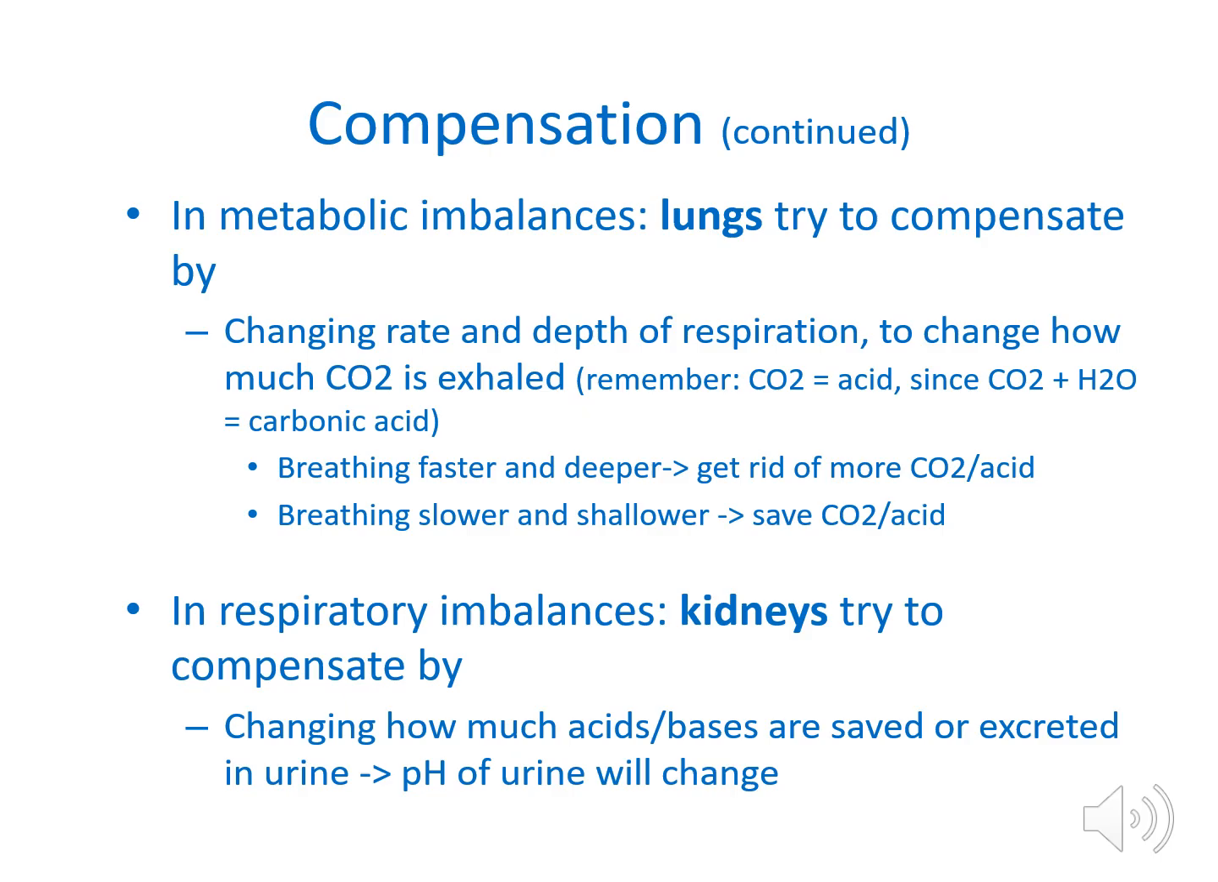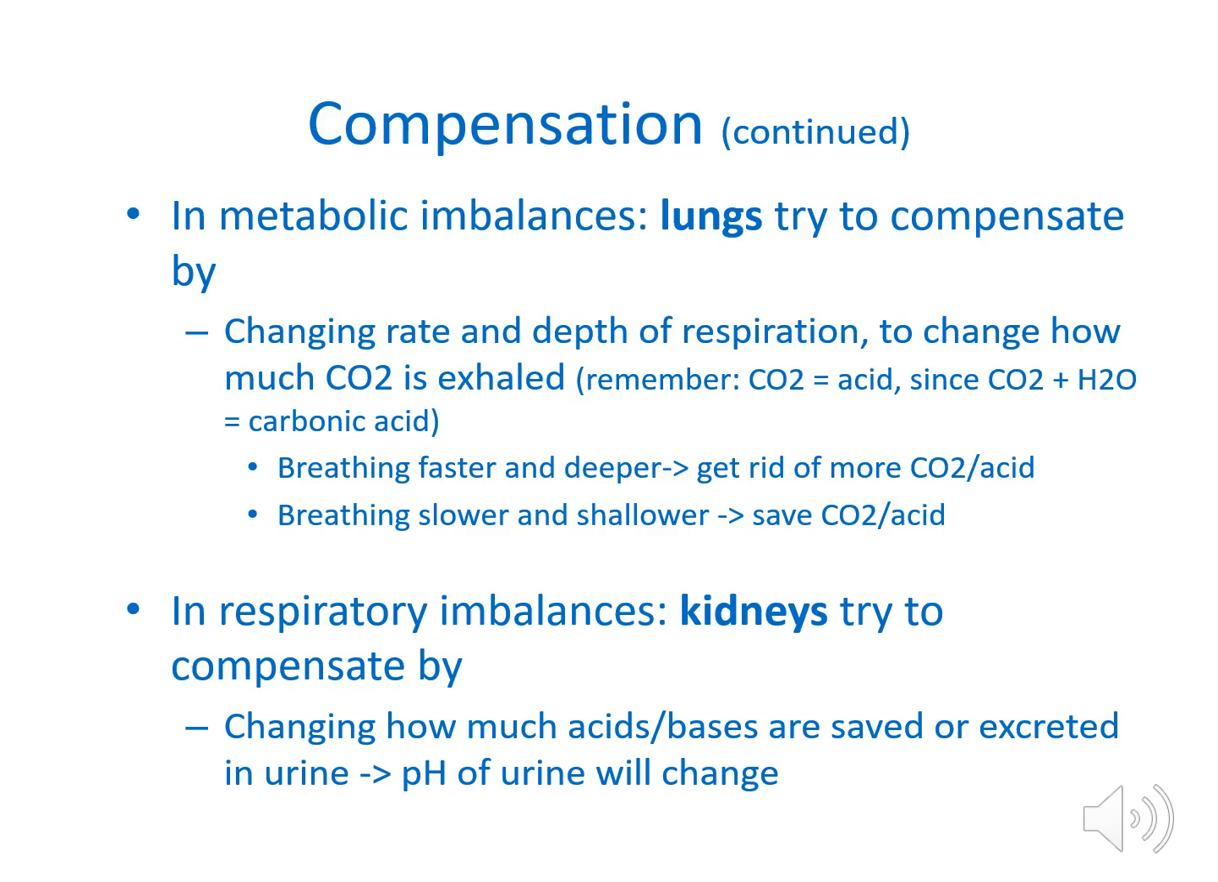So when you think carbon dioxide, I want you to think acid. Okay, so if the person breathes faster and deeper, they're going to get rid of more carbon dioxide and therefore more acid. If they breathe slower and shallower, they're going to save more carbon dioxide or more carbonic acid. And that's how the lungs can try and adjust the pH, right? If it's a respiratory imbalance, this time it's the lungs that are causing the problem. And so the kidneys are going to try and fix the problem. And the way the kidneys try to fix acid-base imbalances is by changing how much acids or bases it saves or gets rid of in the urine.